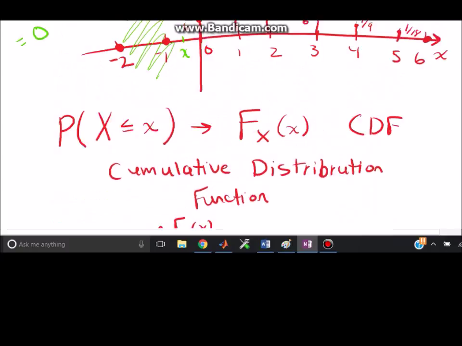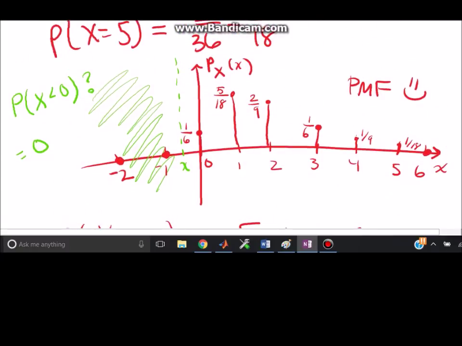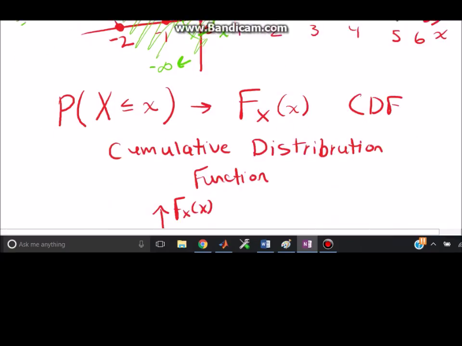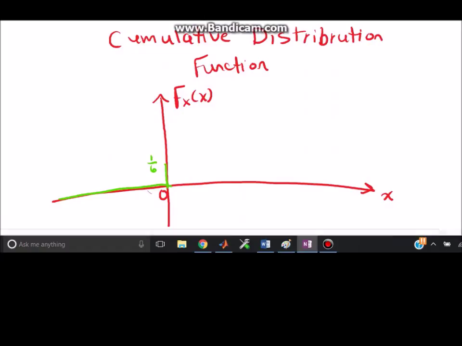Okay? And now for the next point, let me erase a little bit here so you can see it a little clearer. I'm going to choose a point x now that's between 0 and 1. And now if we look all the way to negative infinity, so we always look to negative infinity when we're doing this, the sum of all the probabilities is 1/6 because we only see this one probability measure here at x equals 0.